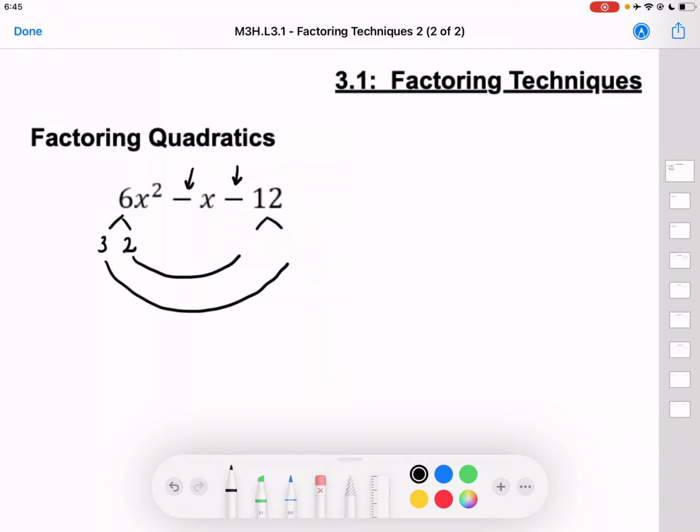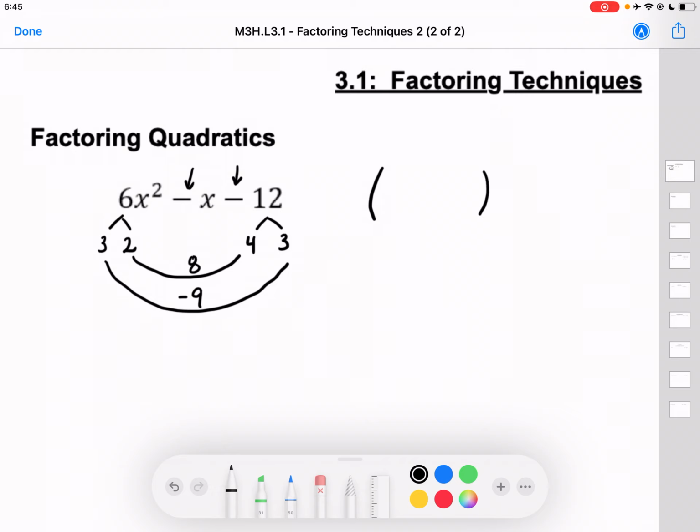So I'm going to try a different order. Let's try 4 and 3 that way. So 2 times 4 is 8. 3 times 3 is 9. And if I subtract, 8 minus 9, you do get the negative 1. So that means I found the correct combination.